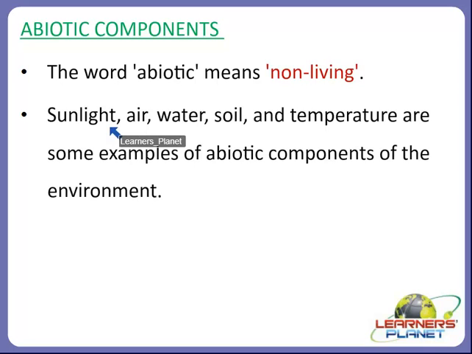So, what are the non-living or abiotic components of our environment? Yes, students, sunlight, air, water, soil and temperature are some examples of abiotic components of the environment. Whereas in biotic components, there are plants, animals, scavengers and decomposers. So now we are going to study about each of these abiotic components in detail. So let us start with the first abiotic component.